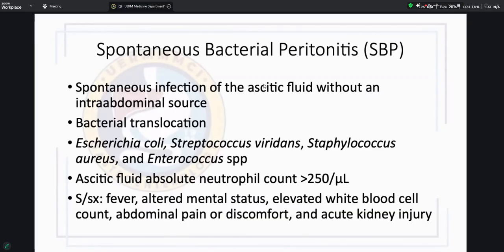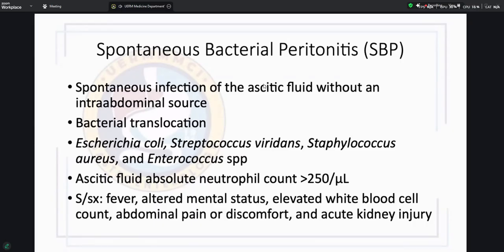The most common organisms are E. coli and other gut bacteria, although gram-positive bacteria including Streptococcus viridans, Staphylococcus aureus, and Enterococcus can also be found. When SBP is suspected, paracentesis should be performed. The diagnosis of SBP is made when the ascitic fluid taken during the paracentesis has an absolute neutrophil count of more than 250 per microliter. Cultures should be obtained during paracentesis to guide in the management.